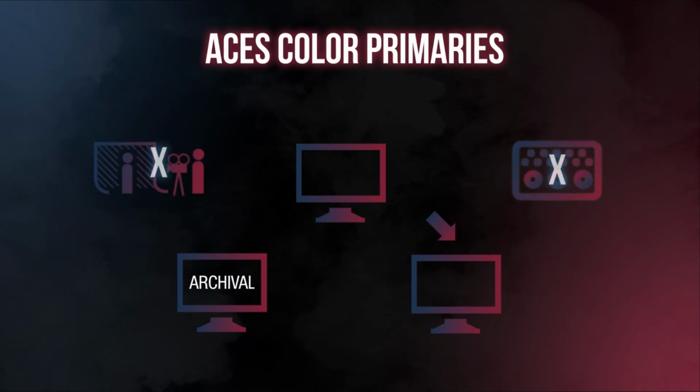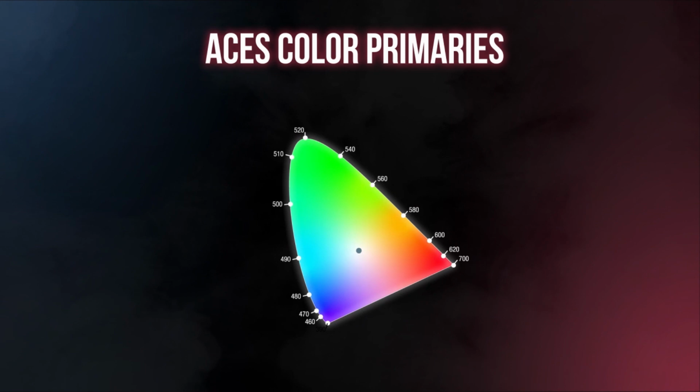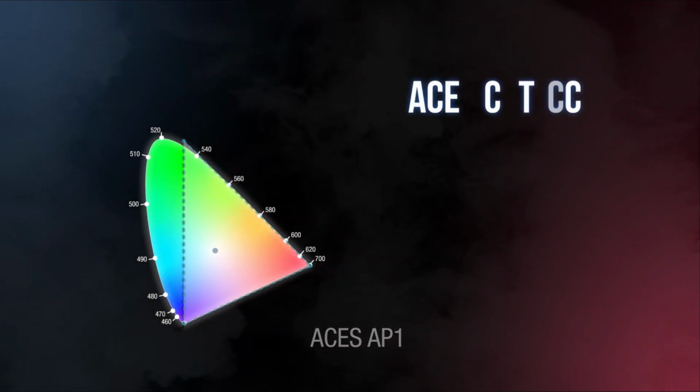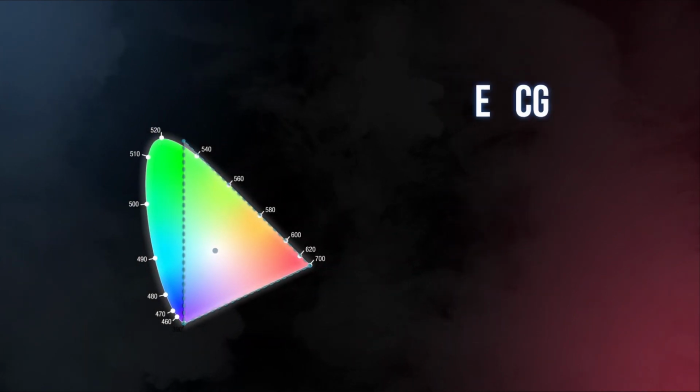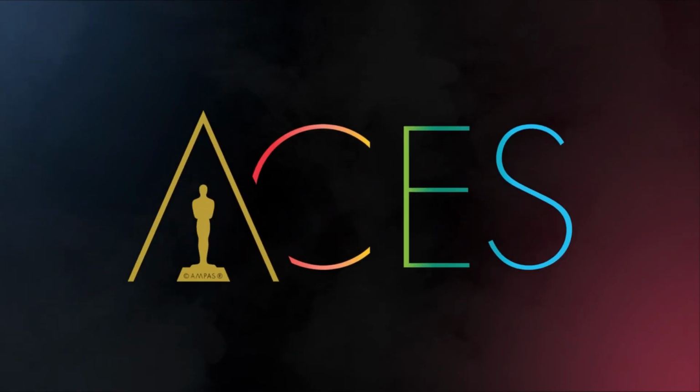While AP0 is great for exchange and archival, it is not necessarily the best choice for colorists and VFX artists when applying legacy color grading tools, such as lift, gamma, gain, and doing certain VFX operations like CG rendering. This is why the Academy also defined a second and smaller set of primaries, known as AP1, which in combination with the transfer function create other three color spaces for different use cases: ACES-CC and ACES-CCT for color grading, and ACES-CG for VFX work and CG rendering. As you will see, both AP0 and AP1 are used internally in Resolve when configuring an ACES pipeline.